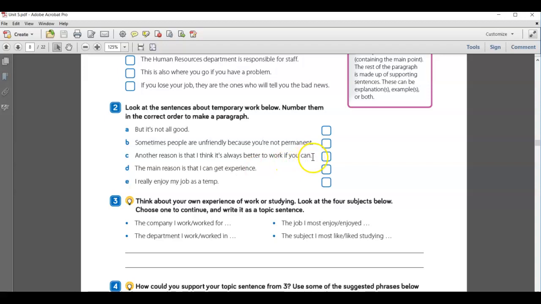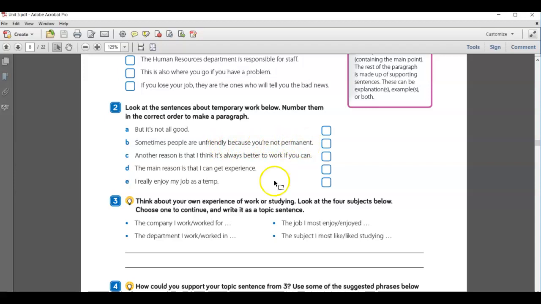The third one is this, number C. The main reason, then another reason is that I think it's always better to work if you can. Number 4 is this one. But it's not all good. And number 5, the last one, is this one, B. Sometimes people are unfriendly because you are not permanent.